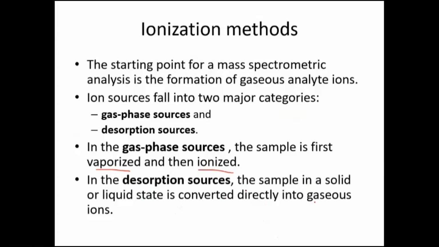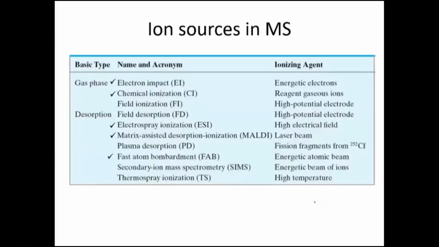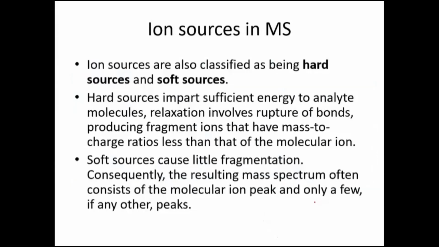So first they do not convert them into isolated molecules. You have them in solid or liquid state, and from that directly they are converted to ions. This is the classification of ion sources in mass spectrometry. There is another type of classification in mass spectrometry. Ion sources are also classified as hard sources and soft sources.